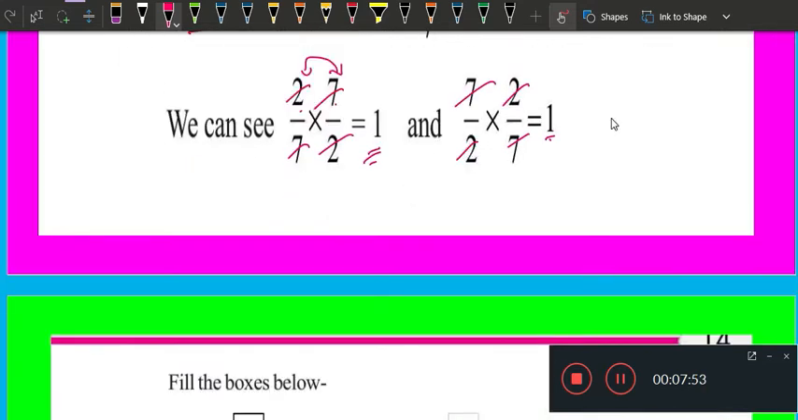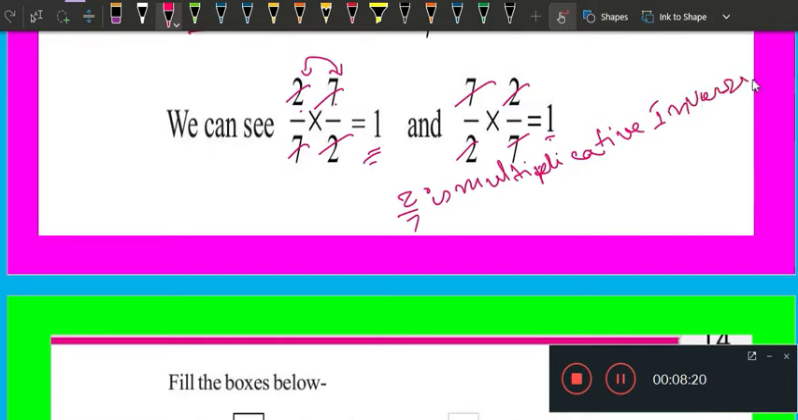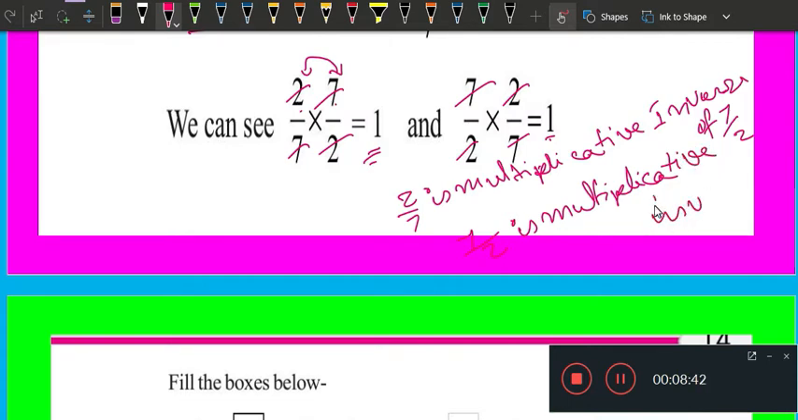So these are the multiplicative inverses. Here 2 by 7 is the multiplicative inverse of 7 by 2, and 7 by 2 is the multiplicative inverse of 2 by 7. Okay, students, these are the multiplicative inverses.